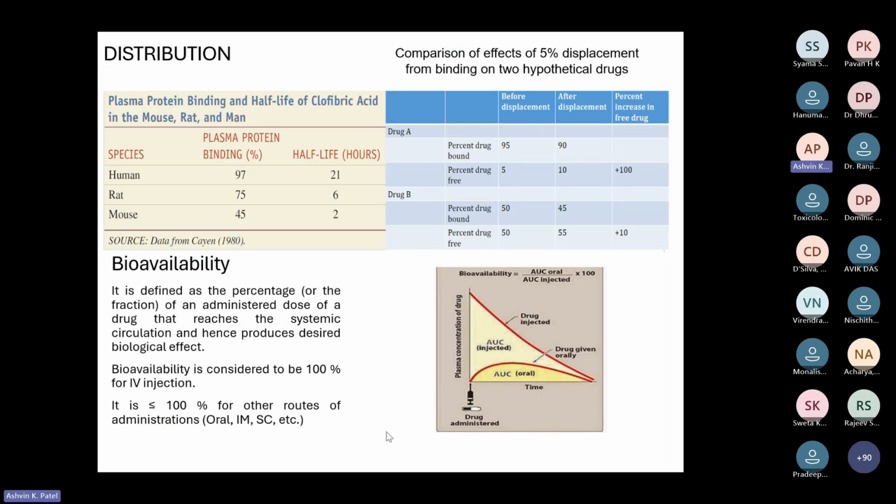The plasma protein binding and half-life of clofibric acid in the mouse, rat, and man. Humans have 97% plasma protein binding, rats have 75%, and mice 45%. The plasma protein binding can also give rise to species differences, which are shown in this table. Clofibric acid is primarily eliminated in all three species by renal glomerular filtration without tubular reabsorption.